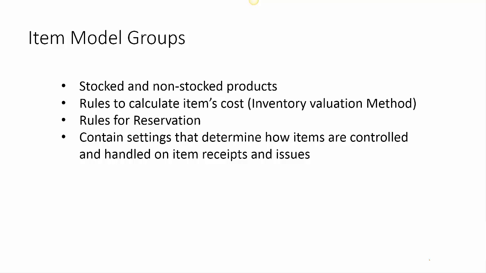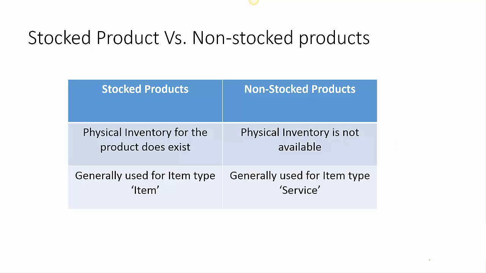Item model group also contains the rules for reservation. In addition, it contains the settings that determine how items are controlled and handled on item receipts and issues. In this video, we will review the most basic parameters, and other parameters will be discussed in the relevant video series. Let us review the impact of selecting the inventory policy stock product on the item model group.